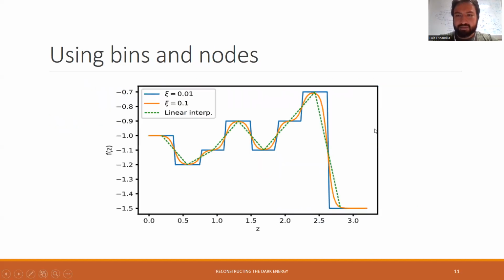For example, here we have a visual representation of these two types of model independent reconstructions. Let's say we have 8 parameters. They can be nodes or beans. And if we use a linear interpolation, we will have the green line. If we have a beans function, we will have either the blue one or the orange one, depending on the value of the smoothness parameter. We will mainly have a smoothness parameter of 0.15, so it will look kind of like the orange one.